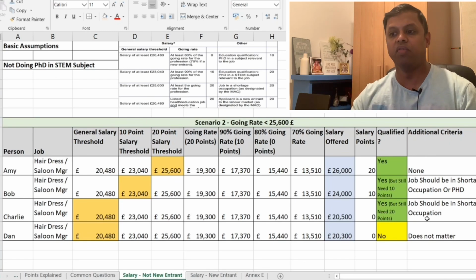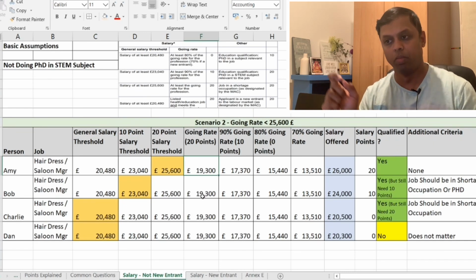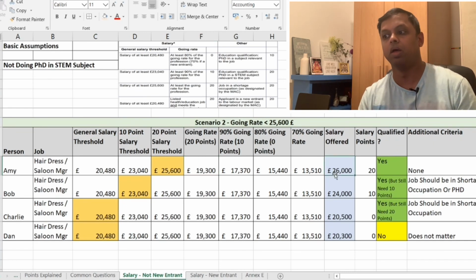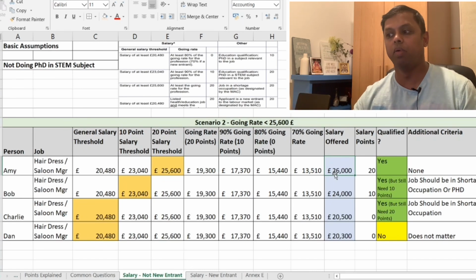If your salary offer is 24,000, for example, you get only 10 points because it is higher than the 10-point salary threshold but lower than the 20-point salary threshold. So you're qualified and you get 10 points, but you still need 10 more points, which again means that you should have done a PhD relevant to the job.